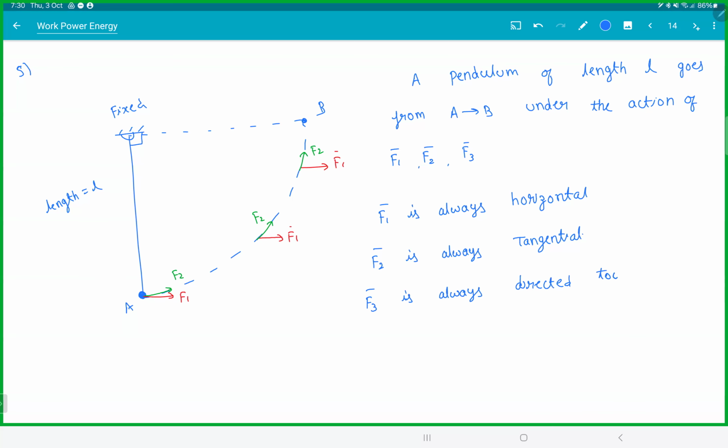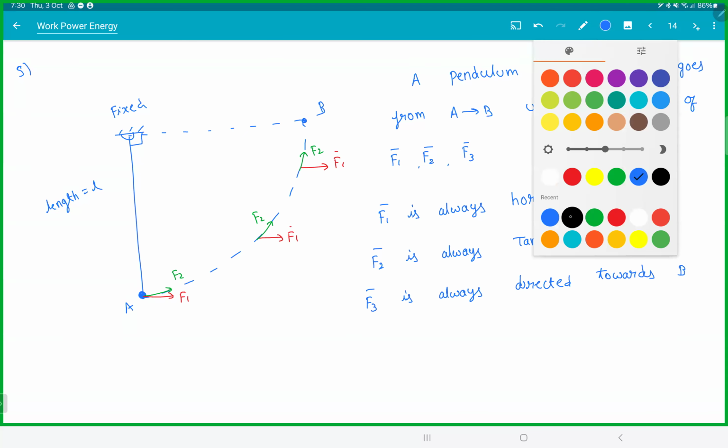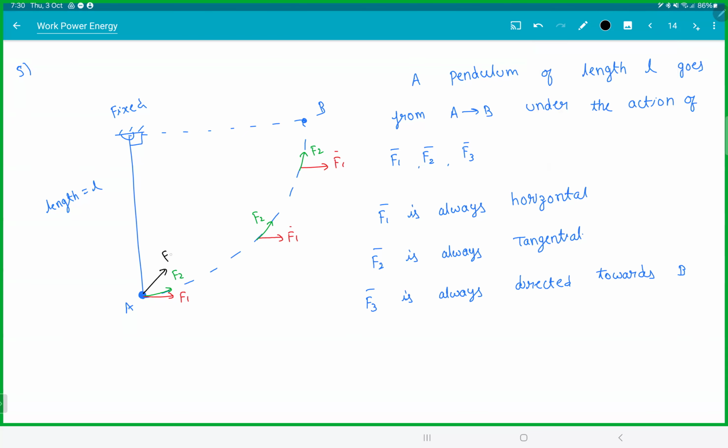Just like that cat and dog problem. Dog is always looking at the cat. So this would be your F3, which is always pointing towards B. So when you're here, F3 is like this. It is always looking at B. Are you getting it? So there are three forces acting on the particle like this. F1 is always horizontal, F2 is always tangential, F3 is always looking at B. Find the work done by F1, F2, F3 when it goes from A to B. Magnitude of forces is constant. All forces have same constant magnitude.